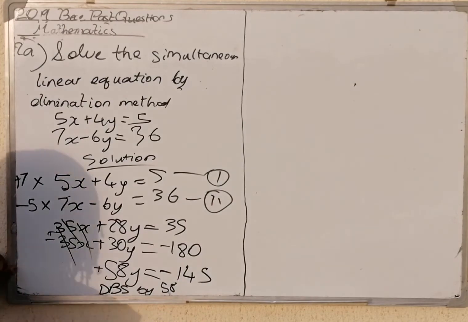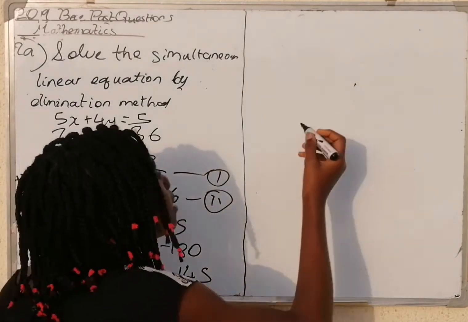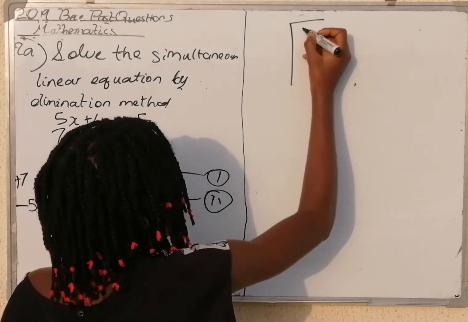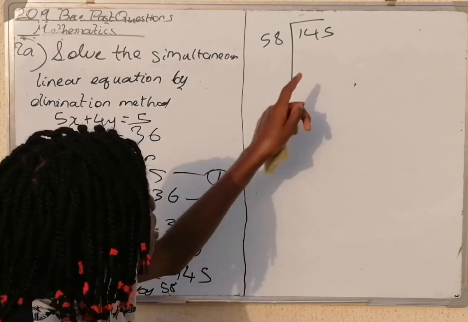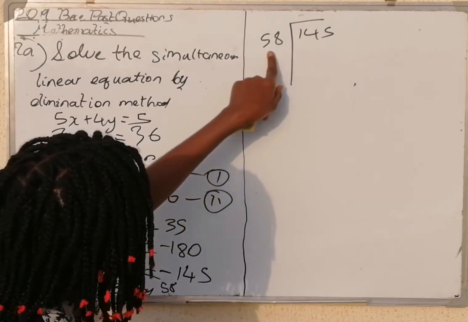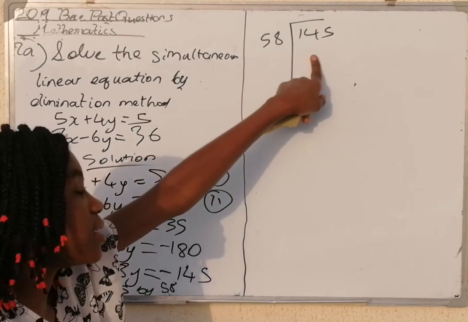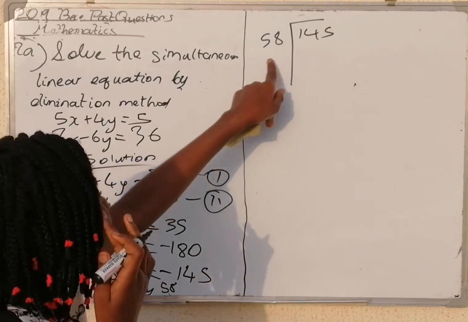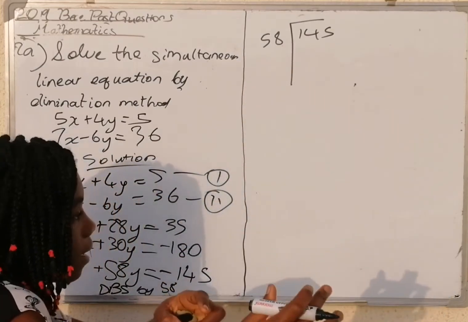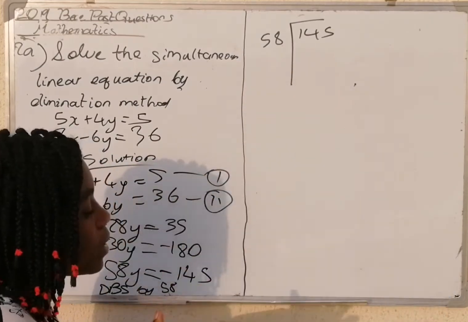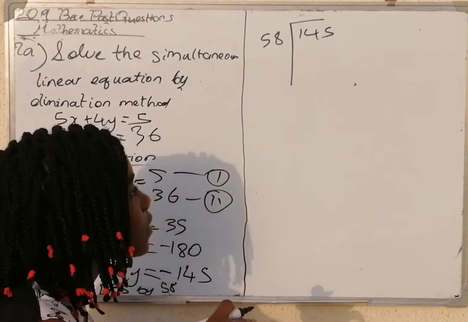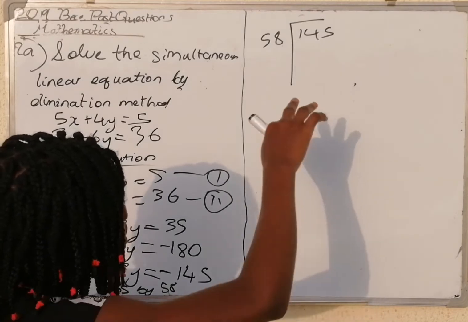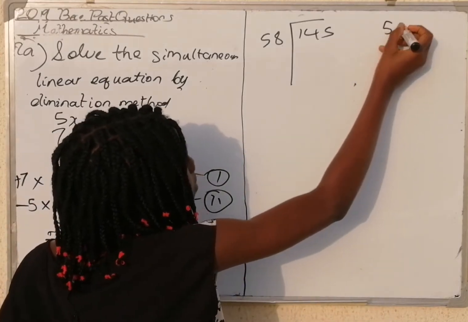So we divide both sides by 58. I think we should use long division method to explain this. Now let me use long division method. 145 and 58. So this is the divisor and this is the dividend. The divisor is what is dividing the bigger number, while the dividend is what is being divided. So we have to write out the multiples of 58 to actually solve this.